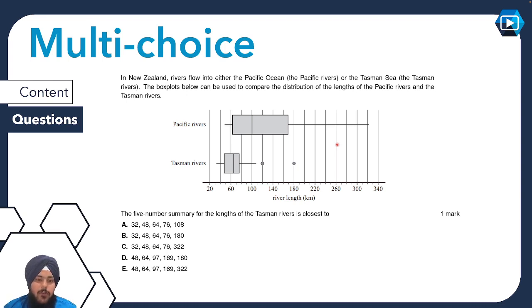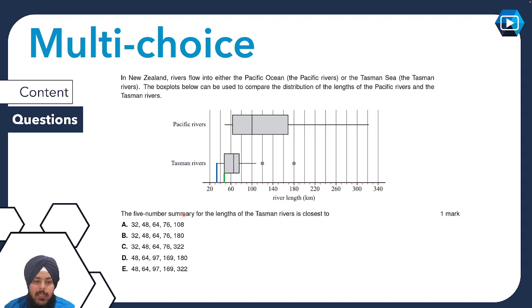So for the Tasman rivers, let's have a look at the minimum first. The minimum is around here, which is approximately 32. Really having a look at the scale here, each of the lines actually represents 10. So 10, 20, 30, 40, 50, 60. It's a little bit above 30, so therefore it will be 32. So immediately we can cross off D and E.